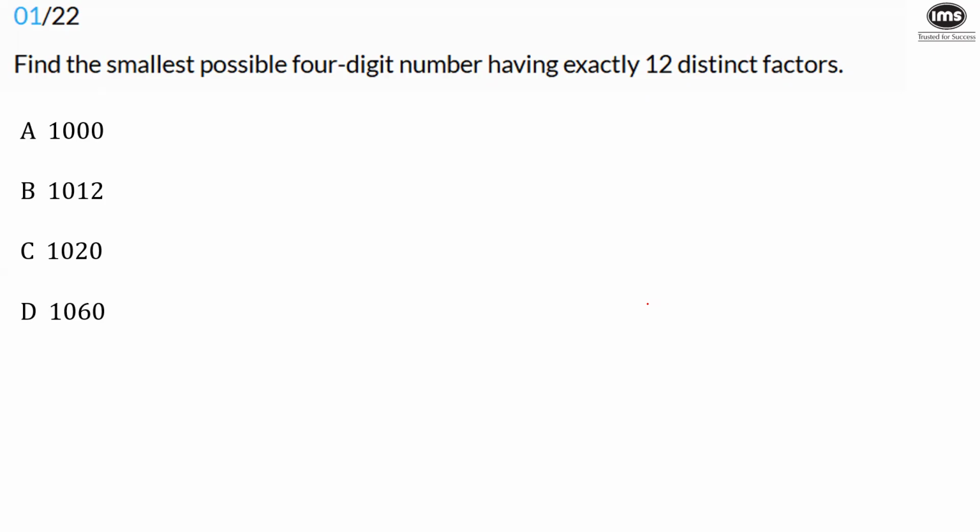Find the smallest four-digit number having exactly 12 factors. Ideally, if we go by theory, this question could be very lengthy, but we have options. So learn to go by options. 1000 is 10 cube, which is 2 cube, 5 cube. This number will have exactly 4 into 4, 16 factors. So 1000 is out of question.